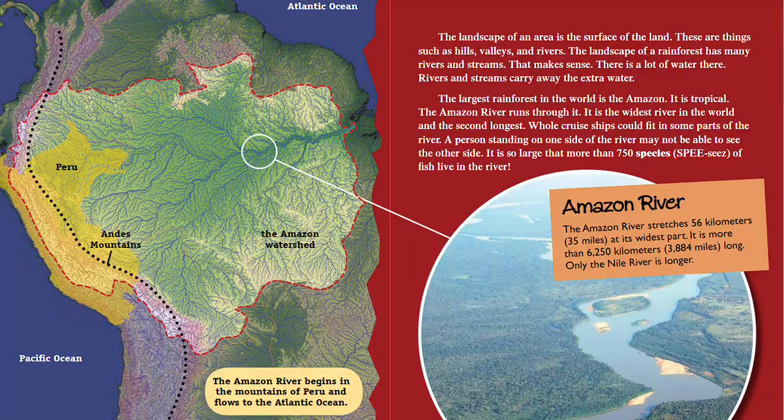Amazon River. The Amazon River stretches 56 kilometers, 35 miles at its widest part. It is more than 6,250 kilometers, 3,884 miles long. Only the Nile River is longer.